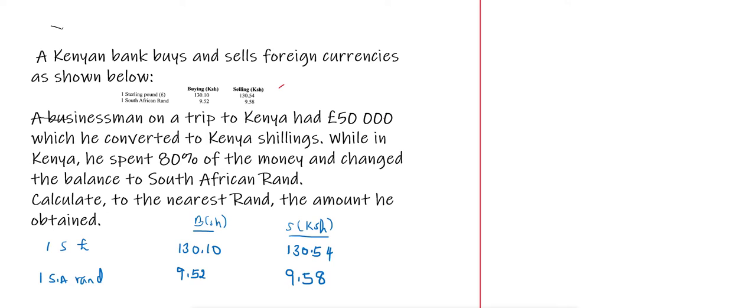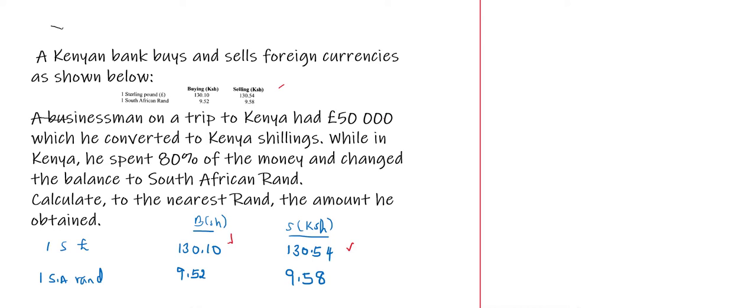So now, when we use the buying column and the selling column, as students who live in Kenya, most of the students get confused about which column to use. Is it the buying column or the selling column? What happens is that if you are in Kenya, that is your home country, so that's your domestic currency.